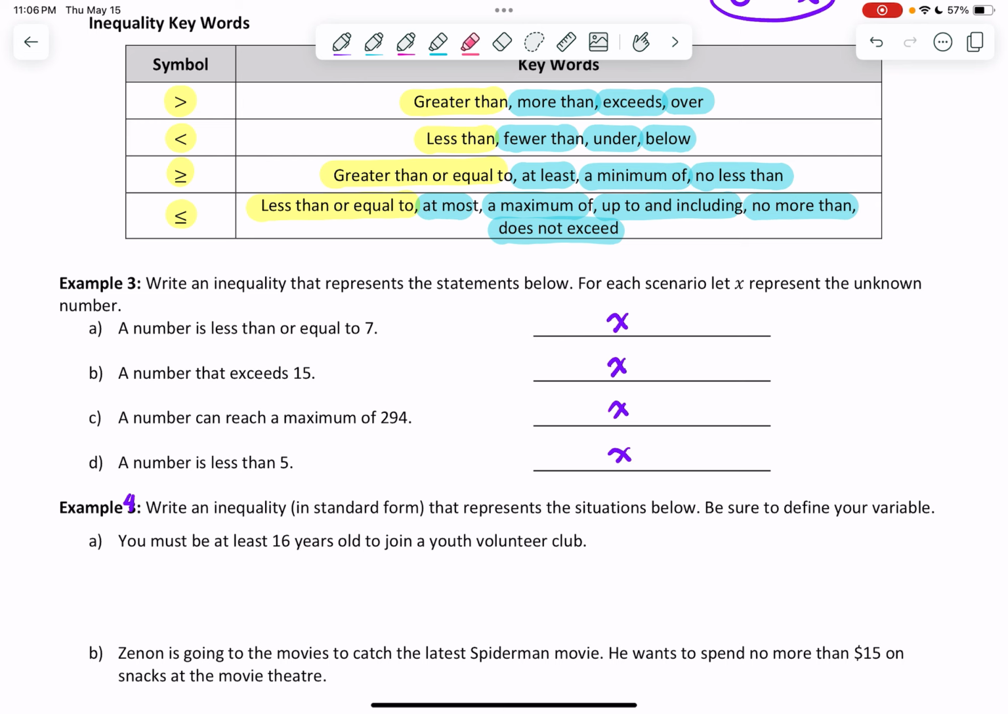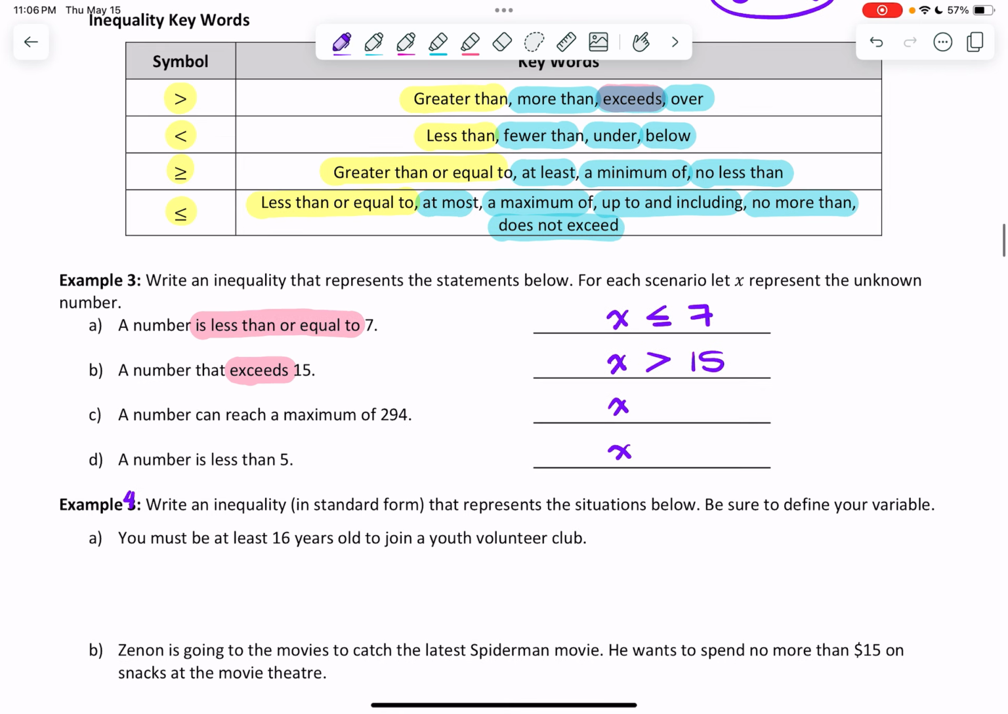Welcome back. Okay, the first one, a number is less than or equal to, lovely. Less than or equal to, and it was less than or equal to 7, so I'm just going to pop a 7 there. The next one, a number that exceeds. I could see that exceeds implies that it's greater than, and it is exceeding 15, so x is greater than 15.